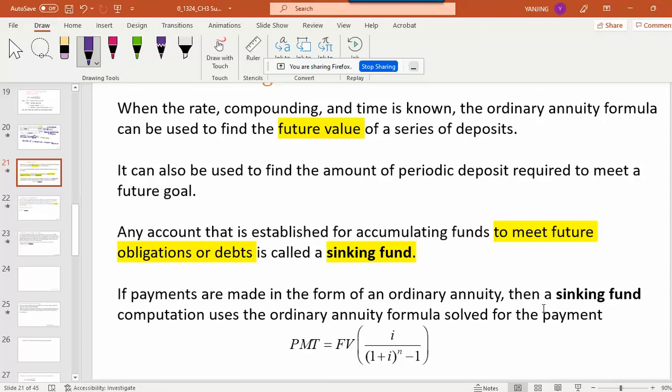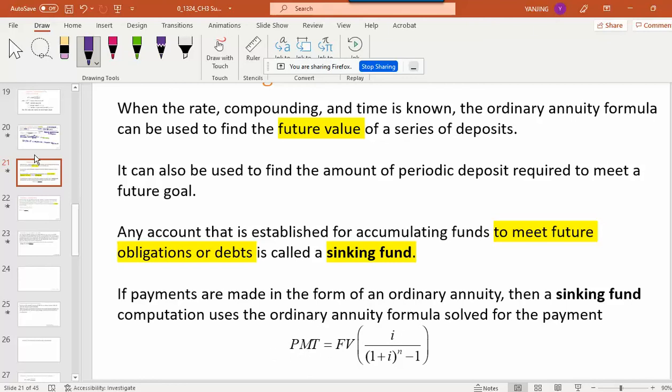Like I said, the future value is gonna be 50,000. So in order to accumulate 50,000 in 5 years, how much do you have to deposit now, given the interest rate? So that is a fancy name called a sinking fund here. So basically, we have to calculate the payment.